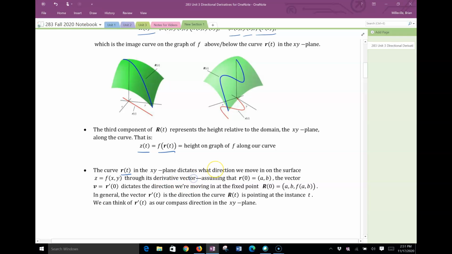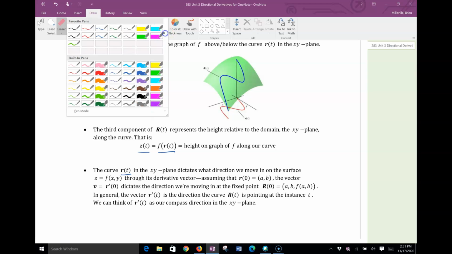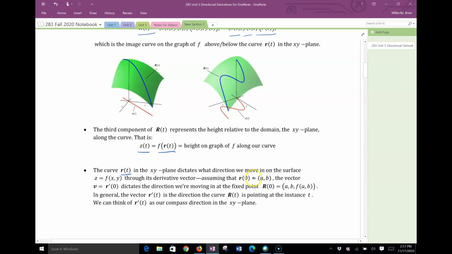Now, assuming that we have the derivative, the vector, pardon me, is passing through the point (a, b). That's the point we want to focus on, and for convenience we're going to assume that's happening when t is equal to 0. Then the vector v, which we're defining to be the derivative at 0, is going to dictate the direction that we're moving in, at the point we want to focus on the graph of the function, which is this point here. What we get by plugging t equals 0 into the function capital R to get to the point a, b, and then f of a, b.